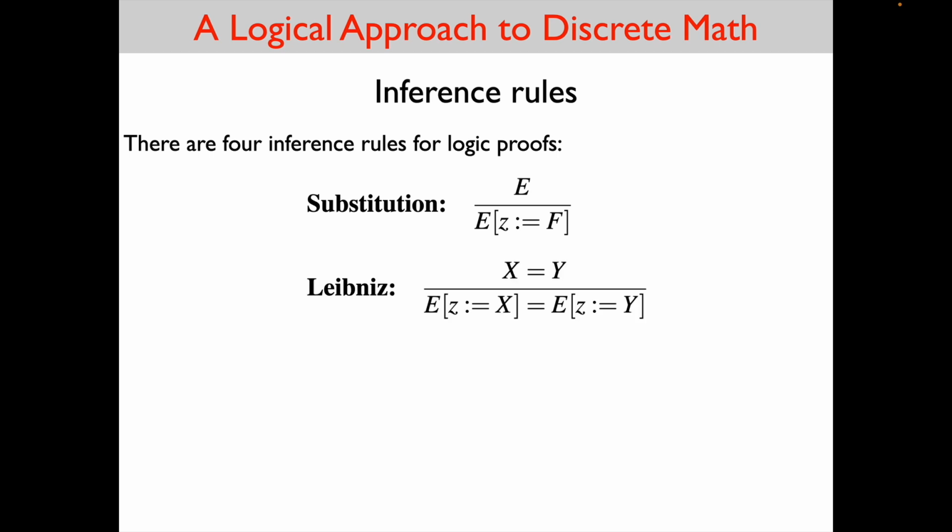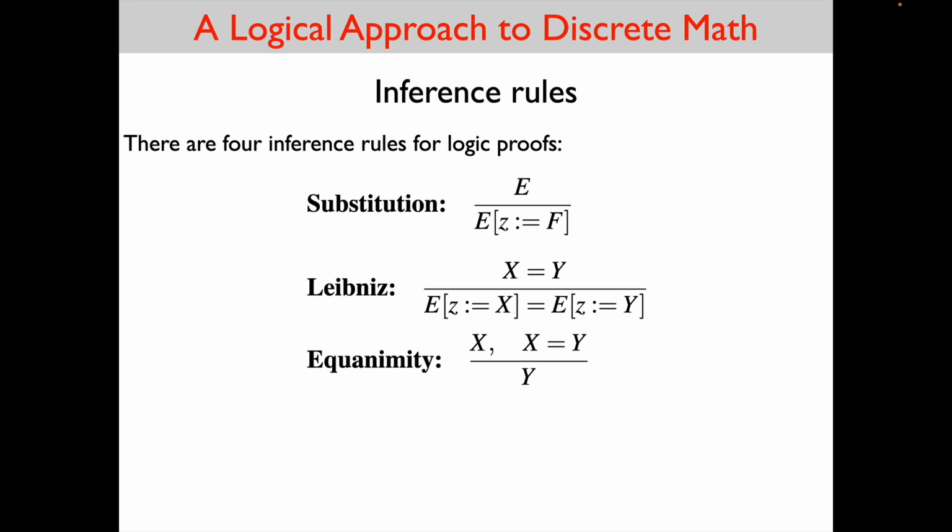The second inference rule is called Leibniz. Now this is the correct German pronunciation. It's not "Leibnits," it's "Leibnize." So EI is always pronounced "eye" in the German language. So Leibniz says, if x equals y in all states, then any expression with z replaced by x is equal to that same expression with z replaced by y.